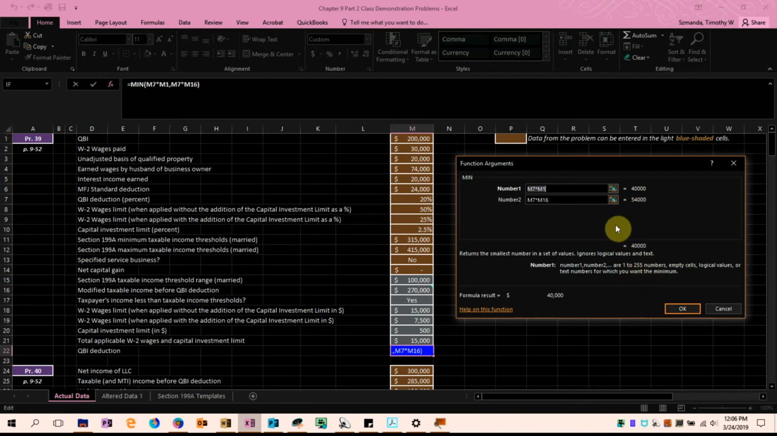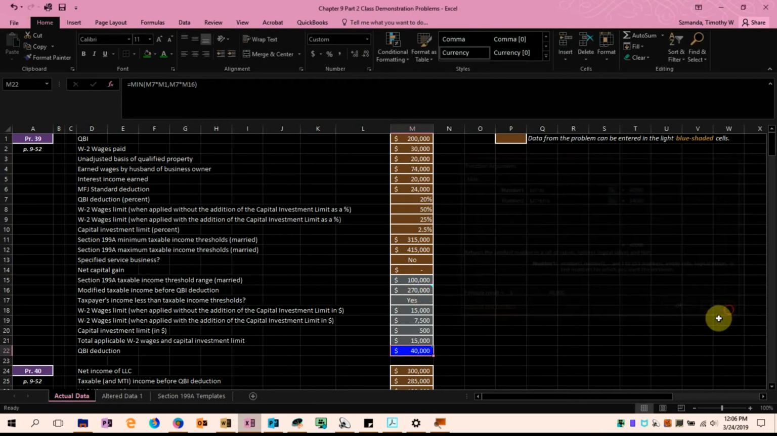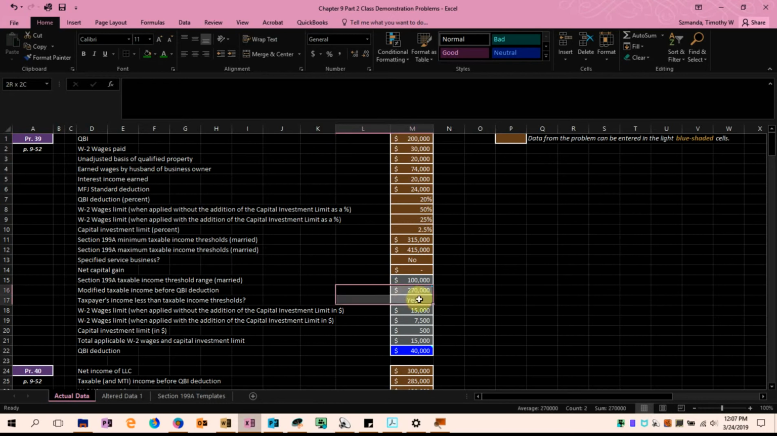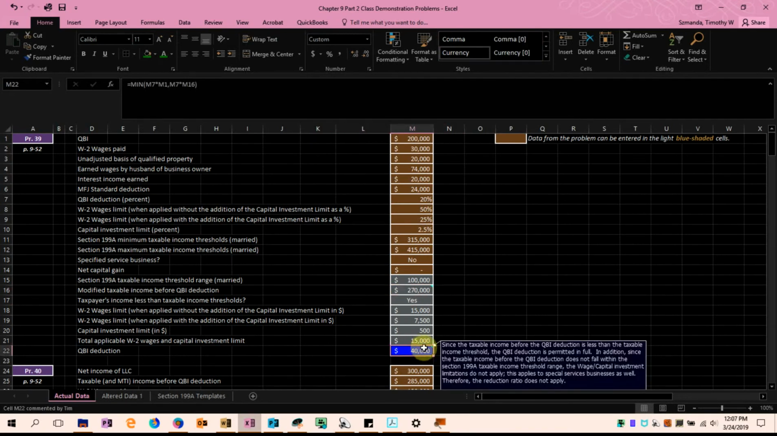And in this case, we're going to apply it against the $40,000 rather than the 20% against the modified taxable income of $270,000. And we'll explain that in greater detail later. But it's always the minimum, the lesser of, if you fully qualify, 20% of the business income or 20% of the total taxable income. And that's why I use that minimum function.